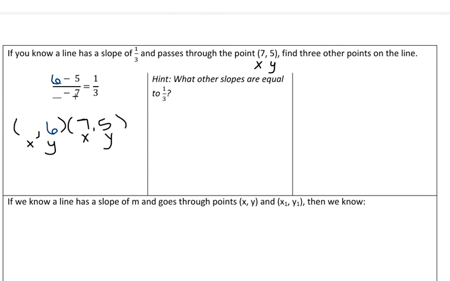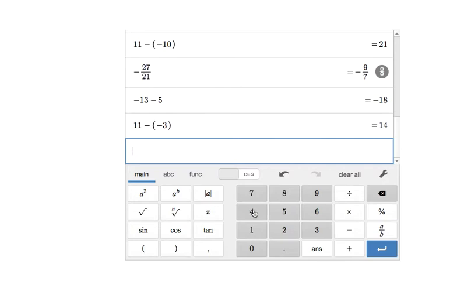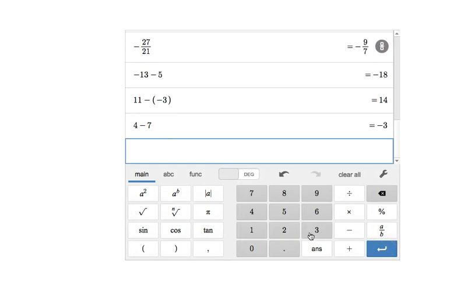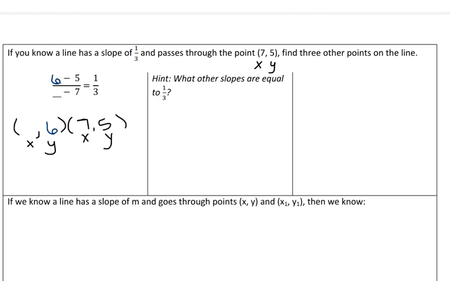Now I'm thinking, what minus 7 is 3? My brain works too fast, and I think 4 minus 7 is 3. But 4 minus 7 is negative 3. So to make a positive 3, we need a bigger number than 7. So that would be 10 minus 7 is 3. So my x is 10. All right, so 10, 6 is also on that line.